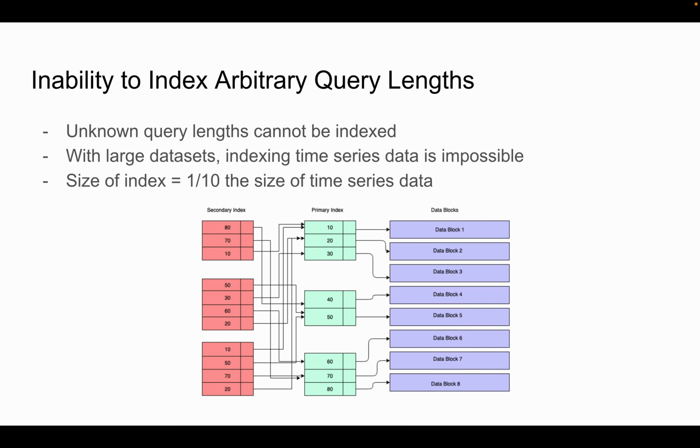It is also assumed that when query lengths are unknown, they cannot be indexed. Techniques known to index arbitrary query lengths are void when dealing with trillions of data points. With 1 trillion objects, it would be impossible to fit even one index in main memory, since the index of time series data is usually 1/10 of the size of the actual data.